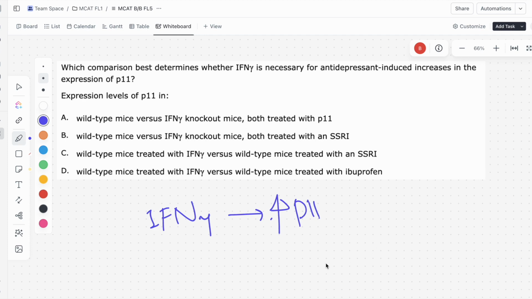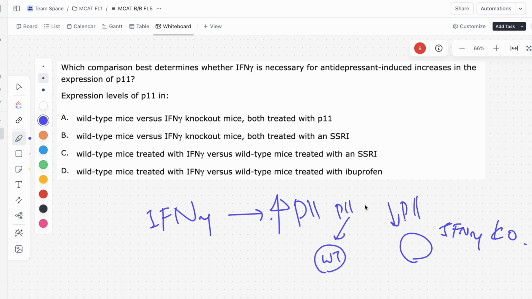What we're basically doing here is we have wild-type mice, and then we also have mice that have this IFN gamma gene knocked out, okay, so KO'd. And we're just going to give both P11 as well, and then compare the levels of P11. This doesn't address the question of whether or not IFN gamma is necessary for antidepressant-induced increase of P11. We're just directly giving them P11, right? So because this doesn't contain any mention of antidepressants, A has to be the wrong answer.